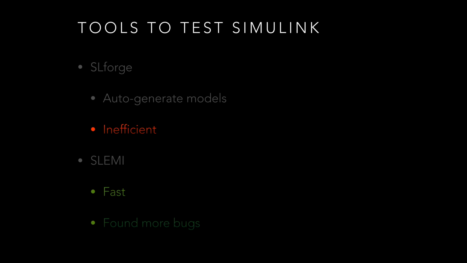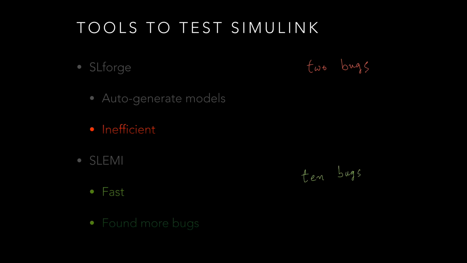State-of-the-art tool SLForge automatically generates valid Simulink models in order to test Simulink. It's inefficient, however, since generating a valid Simulink model from scratch is very slow. Our tool SLEMI is first of all fast, since it just introduces small changes to an existing Simulink model instead of trying to generate a whole model from scratch. It also found more bugs than SLForge. We gave the two tools similar resources. SLForge found 2 bugs, whereas SLEMI found 10 bugs in various Simulink versions.